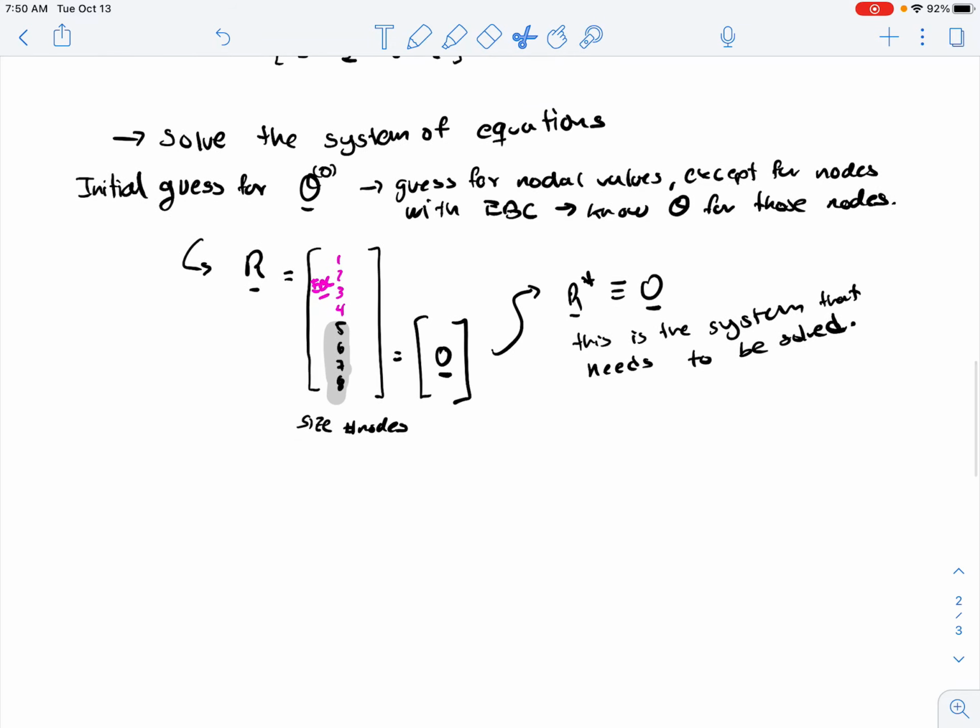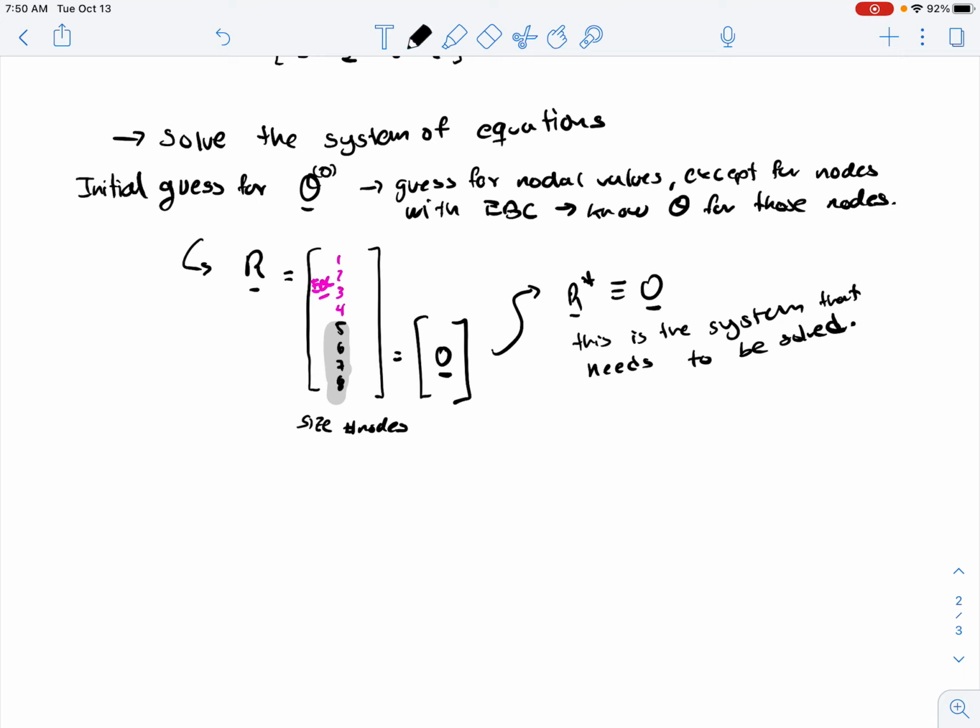All right, so now we can solve the system of equations. This is going to be some nonlinear system, so we're going to have to start with some initial guess for the nodal values of the field theta for the heat transfer problem. And this is our guess for the nodal values except for the nodes with essential boundary conditions, because for those nodes we actually know the value of theta.